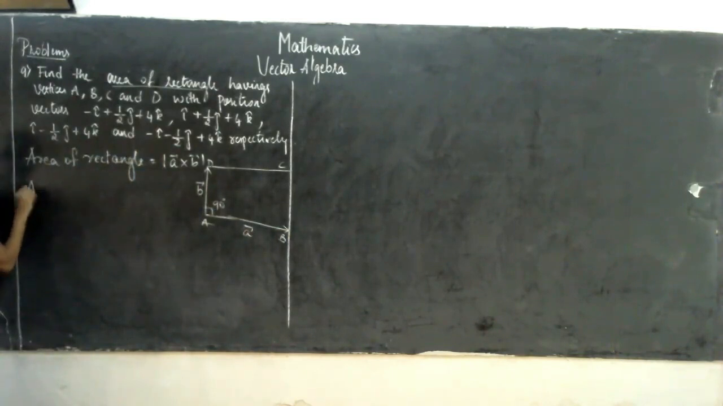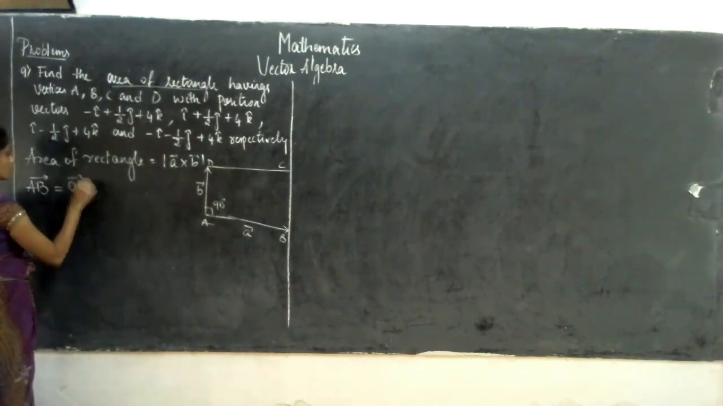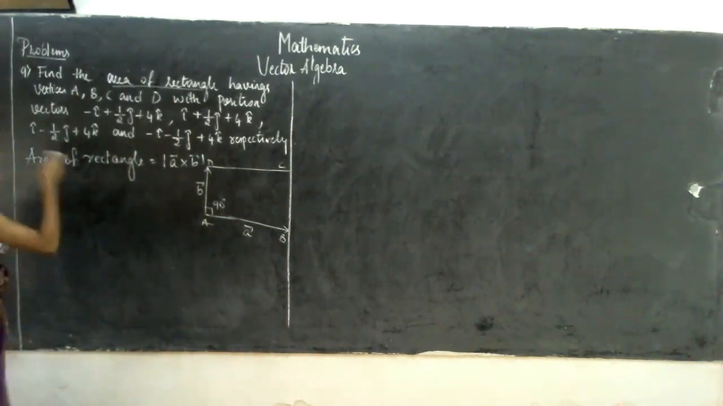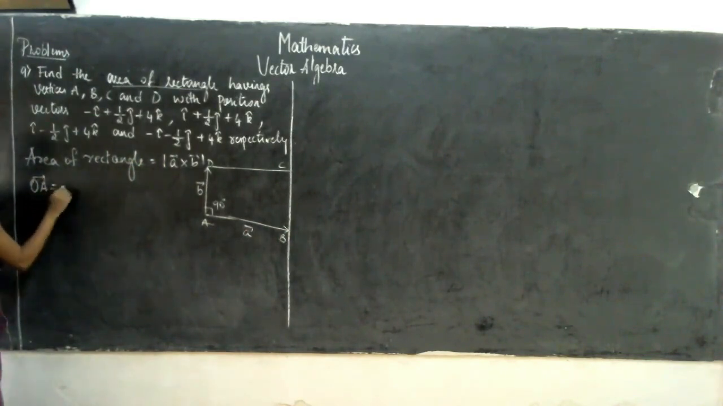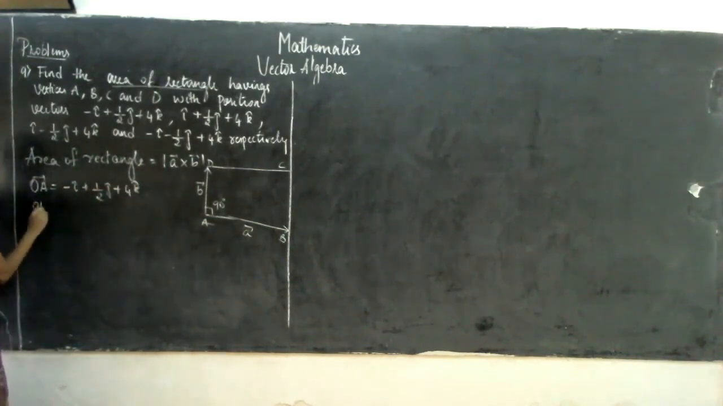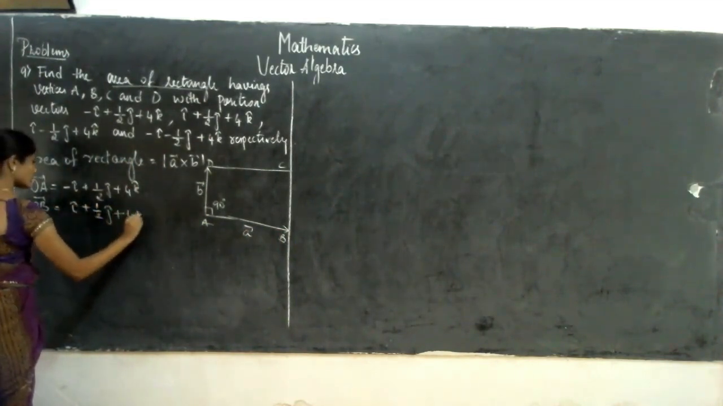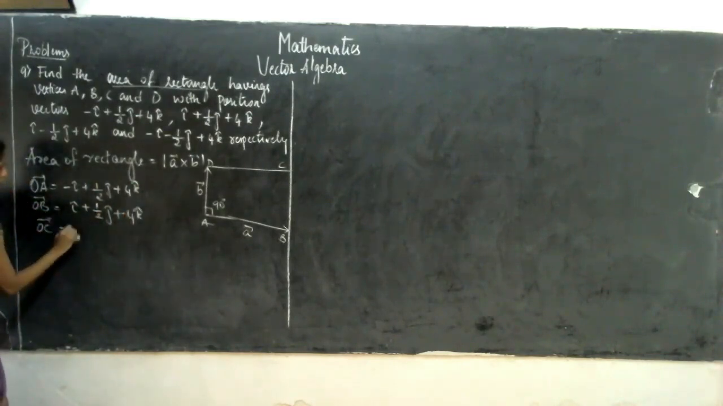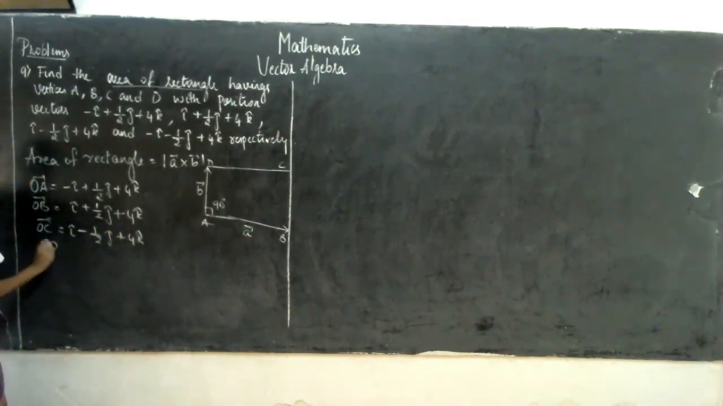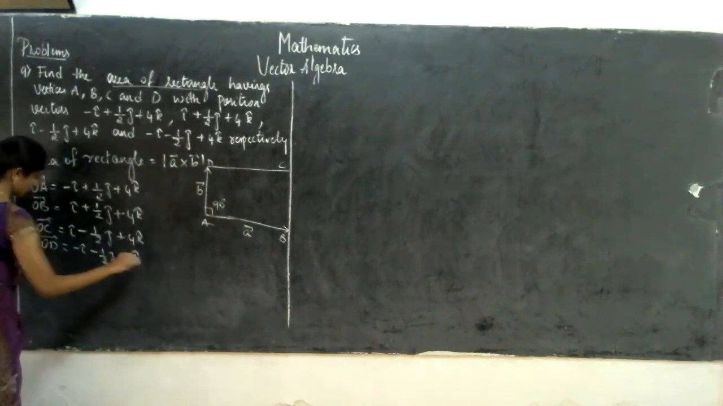Therefore here, I first find what is vector AB. So vector AB is nothing but vector OB minus vector OA. In order to find vector AB, first we should know what are the position vectors. So the position vectors are given. Vector OA is equal to minus I cap plus half J cap plus 4 K cap. And vector OB is equal to I cap plus half J cap plus 4 K cap. And vector OC is equal to I cap minus half J cap plus 4 K cap. And vector OD is equal to minus I cap minus half J cap plus 4 K cap.